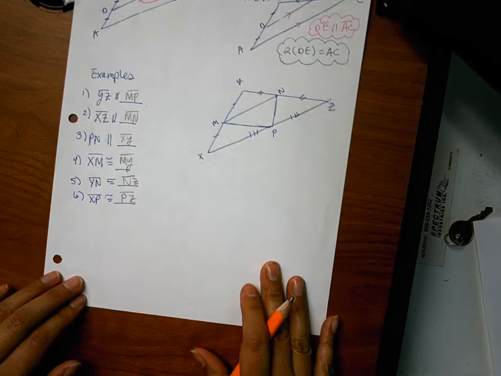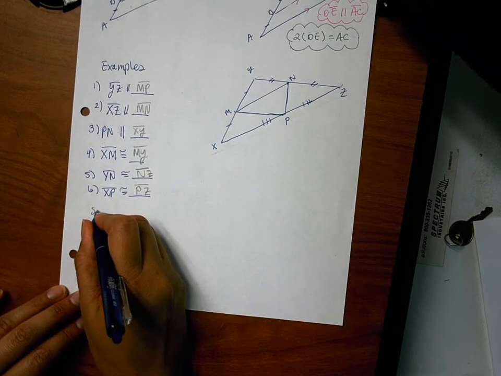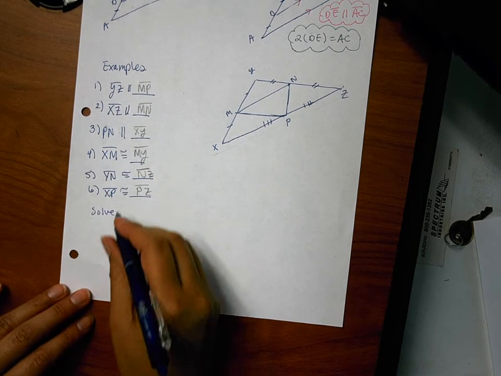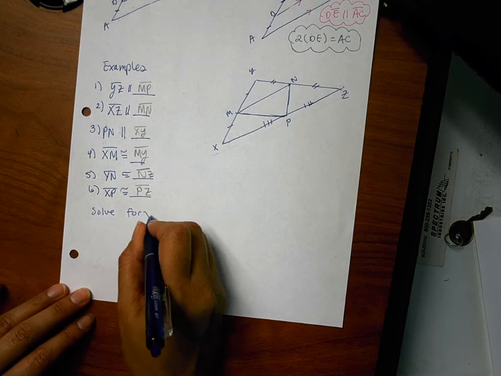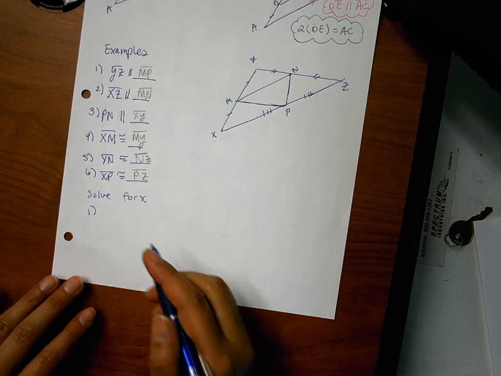All right, moving right along. That again is just getting your eyes used to reading these mid-segment type triangles. Next piece, we're going to solve for X. Number 1, let's draw a picture.